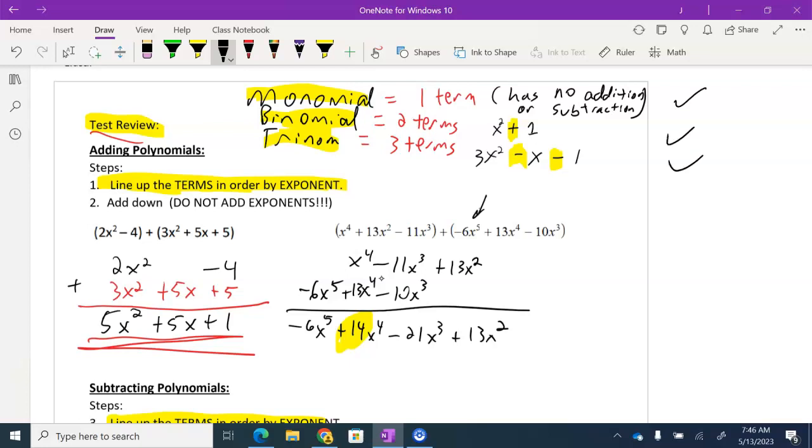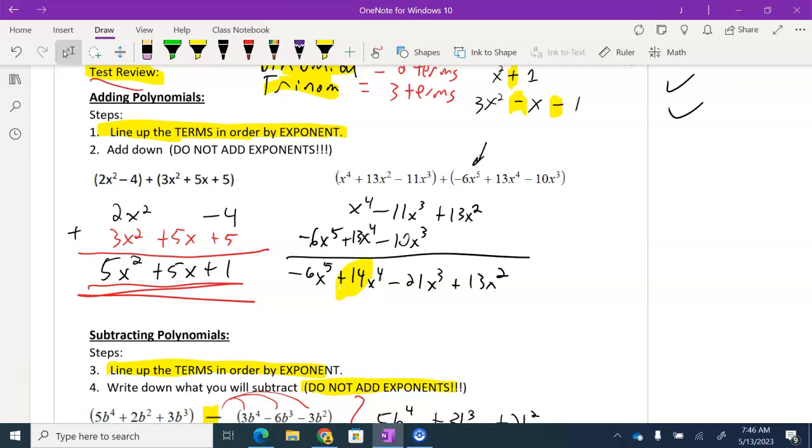Okay, so on the adding, all you have to do is line up the terms in order by exponent, which is what we did here. If this has an exponent of 2, that has an exponent of 2, those guys line up. The 5x doesn't have an exponent partner with it, or a term that's similar on the other side, so we create an open spot for it. And then the 5 and the minus 4 are normal numbers that line up, and then you just add down. All right, just add down.